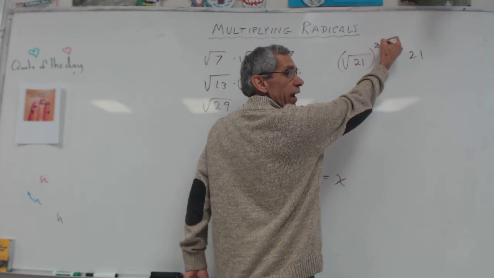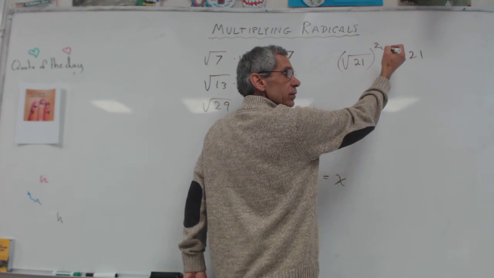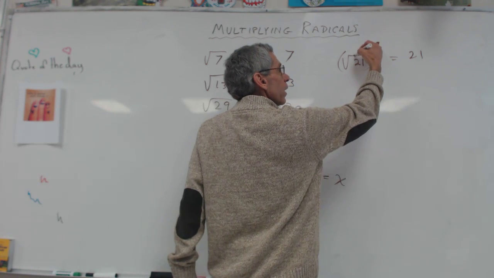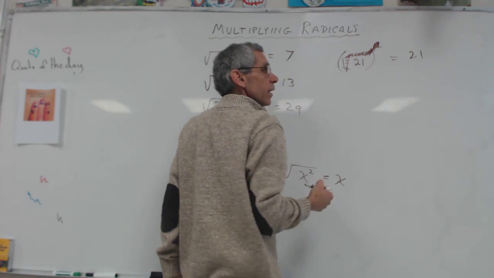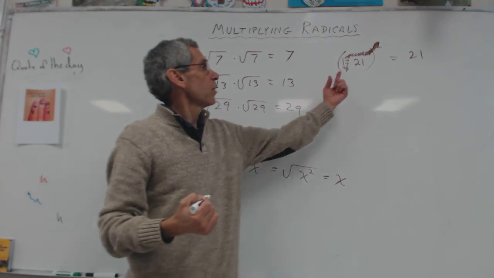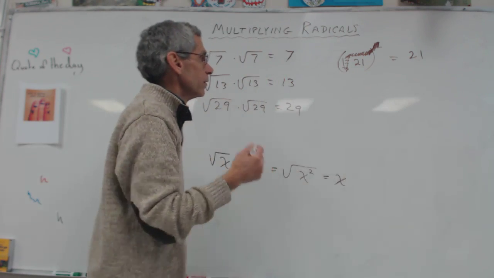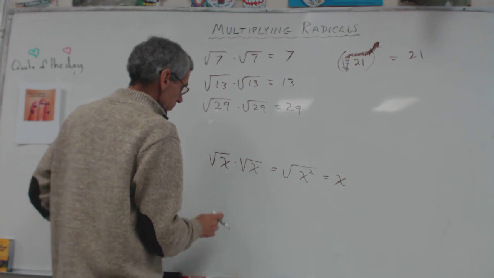Notice, guys, the square crosses out the square root. When the square is outside, when you're squaring the square root, it crosses it out. When you square a square root, the square root of 4.